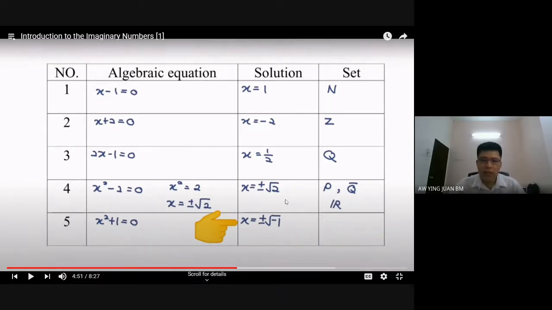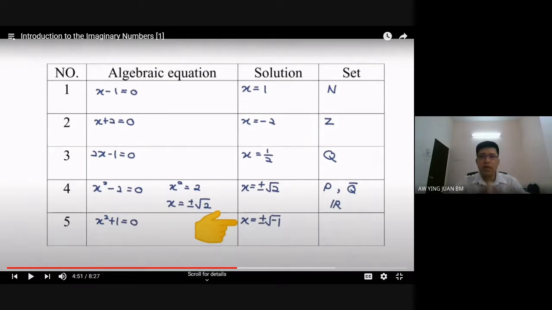Whereas for x equals to plus minus square root of 2, it is around 1.4 something, 1.41 something. So maksud saya, you boleh locate di atas real number line. So that is a real number. Same goes to 0.5, -2, and 1. So for this one, 1 until 4, we can consider as real numbers. And then for this one, the number 5, the solution is not a real number.